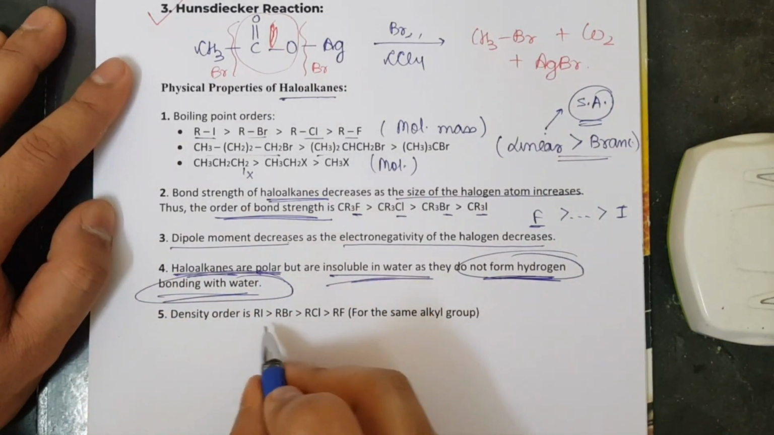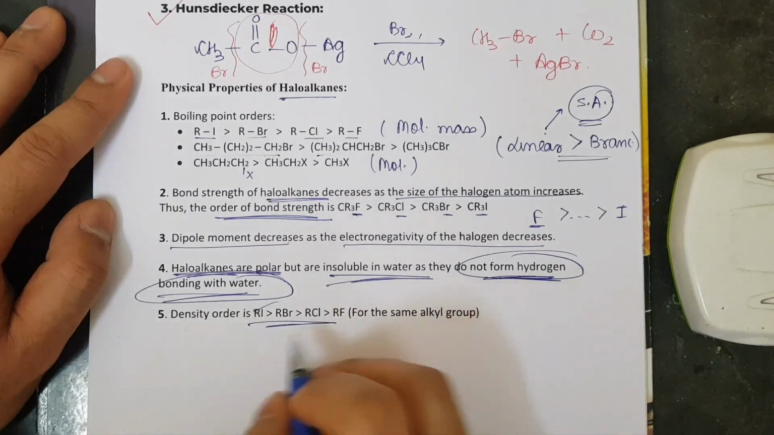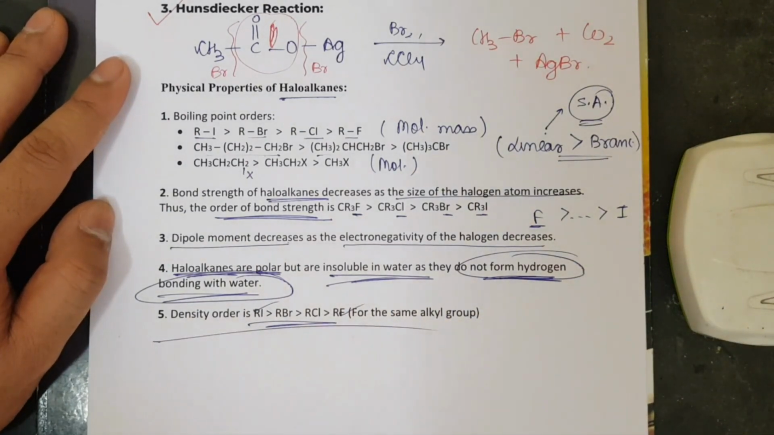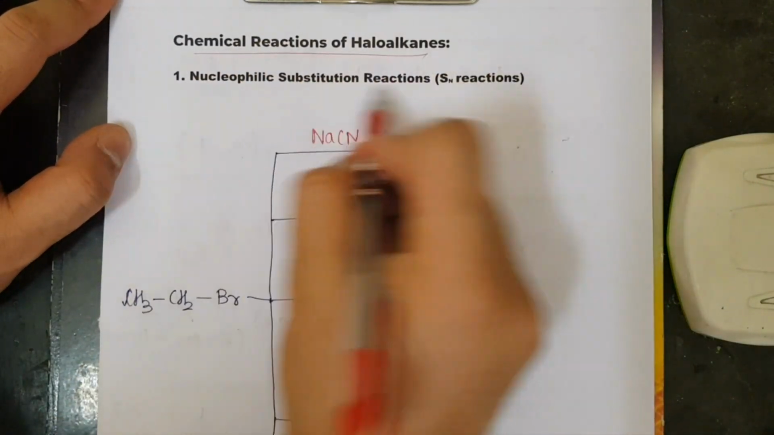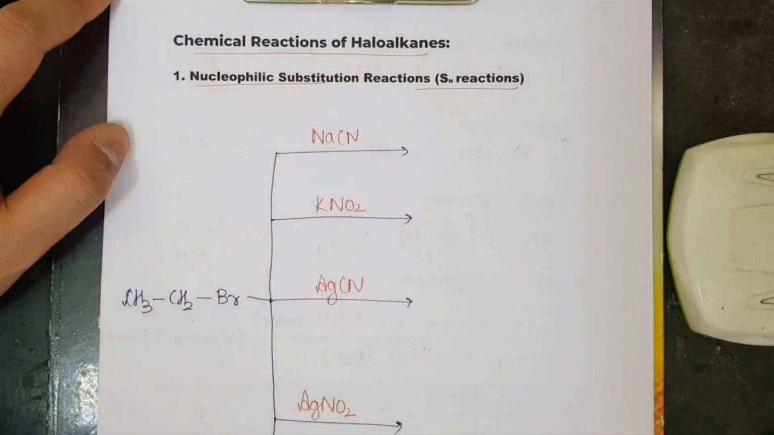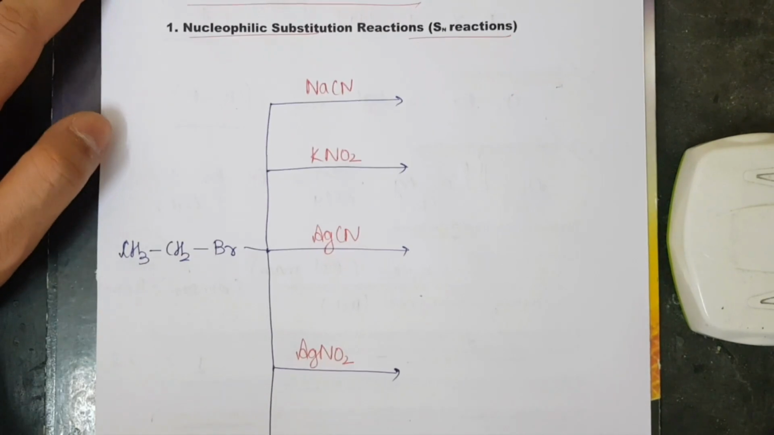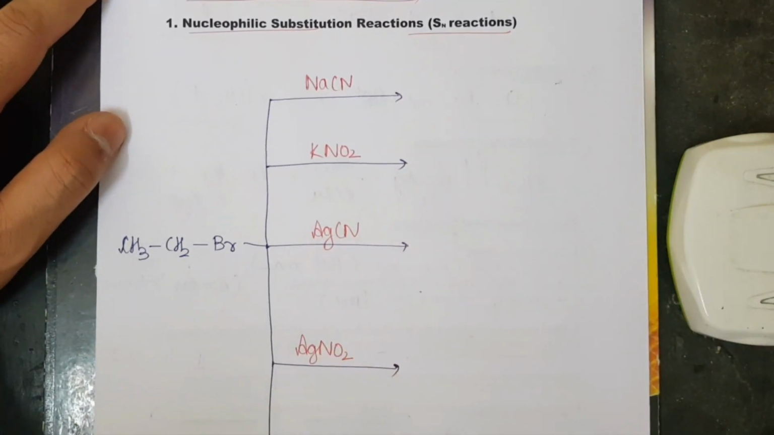The density order is this one because mass increases, so density increases, so it remains the same for the same alkyl group. Next we have the chemical reaction of haloalkanes. We move on to the nucleophilic substitution reaction. I have taken some very important examples here. These four are the most important.